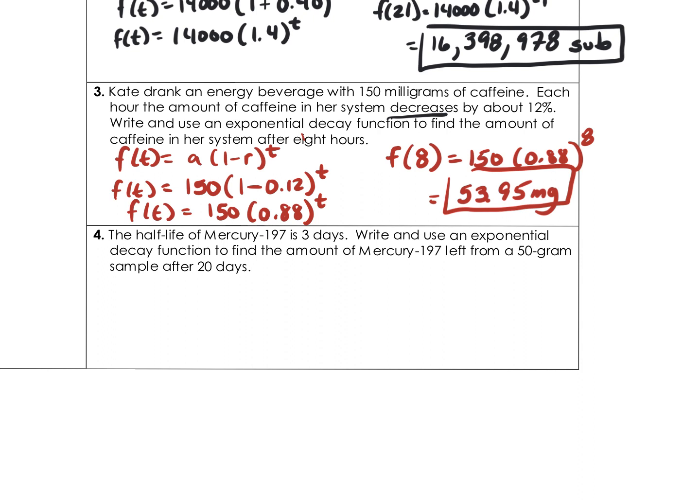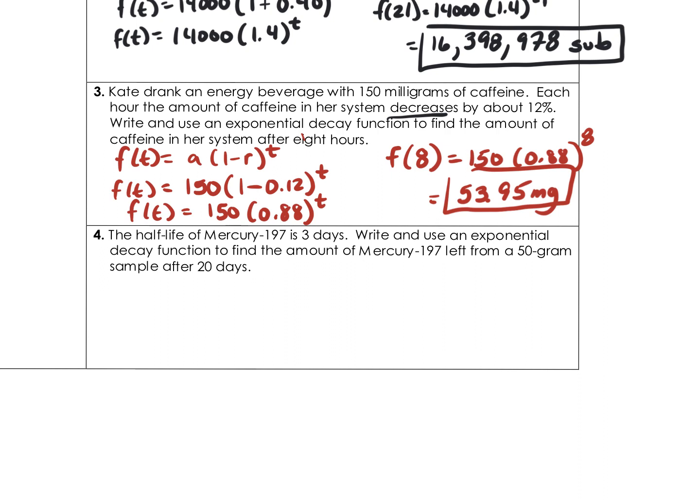All right, now let's look at the last one. The last one has a little trick to it in the time, as you'll see. It says the half-life of mercury is 3 days. Okay, so 3 days is its half-life. Write and use an exponential decay function to find the amount of mercury left from a 50-gram sample after 20 days. Okay, so this is a little different.